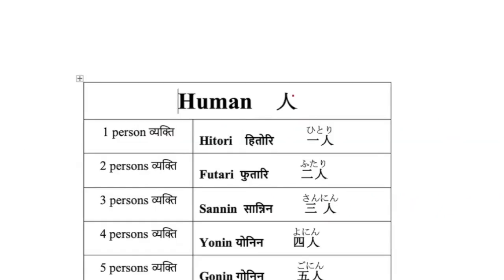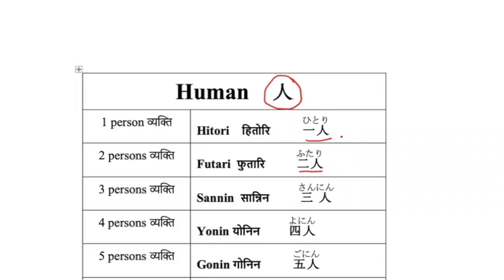For counting humans, this kanji is used. Its kunyomi, the Japanese reading, is hito, but its onyomi, the Chinese reading, is nin. So to count one person, it is hitori. Be careful, it is not ichinin, it is hitori. Two persons are futari. It is not ninin, it is futari.